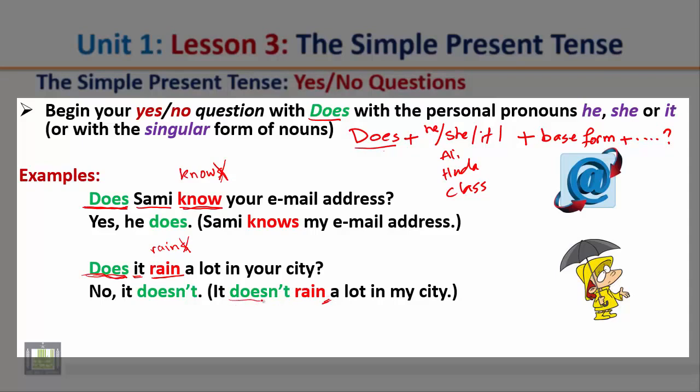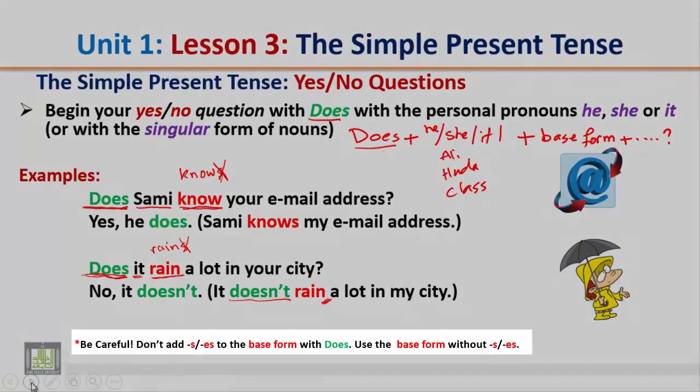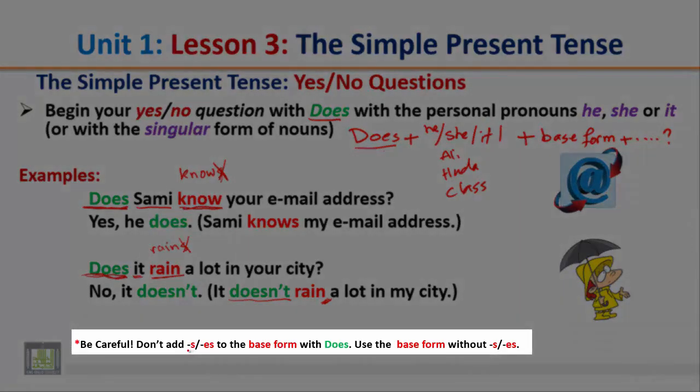Why? Because we have doesn't. So whenever you use does or doesn't, delete the s. Use only the base form of the verb. Again, be careful. Don't add the s or es to the base form with does. So whenever you use the verb does, you have to delete the s or the es.